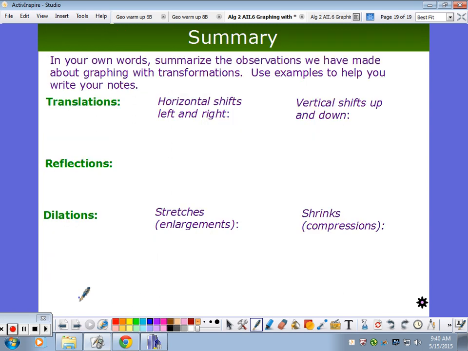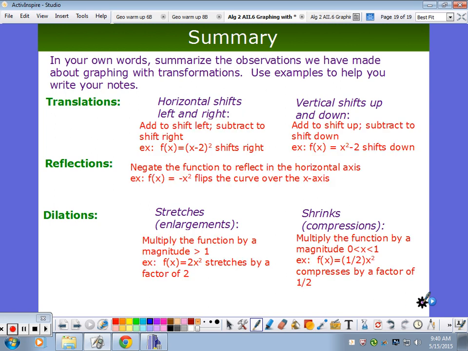So the last thing I want you to do here is I want you to write this in your own words, because that's how you're going to remember it. So in your own words, summarize the observations we've made about graphing with transformations and use examples to help you write your notes. So, you know, what I put, these are my words.